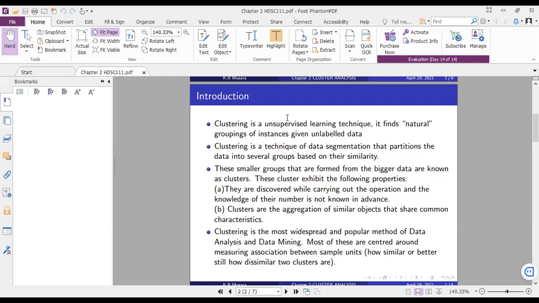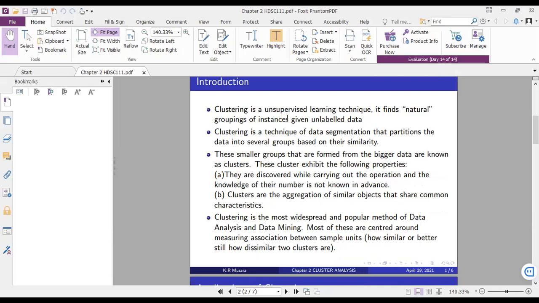All right. So these groups formed from a bigger data set are known as clusters. These clusters exhibit the following properties. They are discovered while carrying out the operation, and the knowledge of their number is not known in advance. Another thing you need to know is that clusters are the aggregation of similar objects that share common characteristics. That's what I was saying. Probably you'd get a group of people who favor a particular wine in a particular area, so they share a common characteristic. So clustering is the most widespread and popular method of data analysis and data mining.